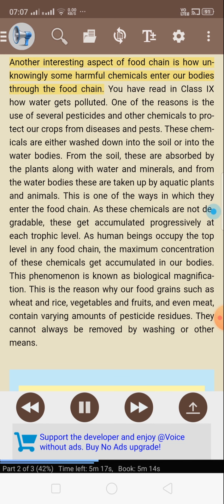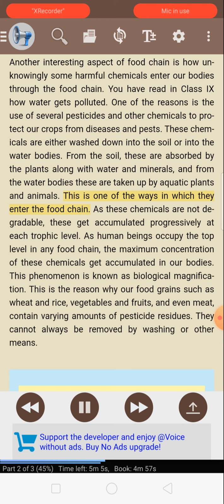Another interesting aspect of the food chain is how unknowingly some harmful chemicals enter our bodies through the food chain. You have read in class 9 how water gets polluted. One of the reasons is the use of several pesticides and other chemicals to protect our crops from diseases and pests. These chemicals are either washed down into the soil or into the water bodies. From the soil, these are absorbed by the plants along with water and minerals, and from the water bodies, these are taken up by aquatic plants and animals. This is one of the ways in which they enter the food chain.